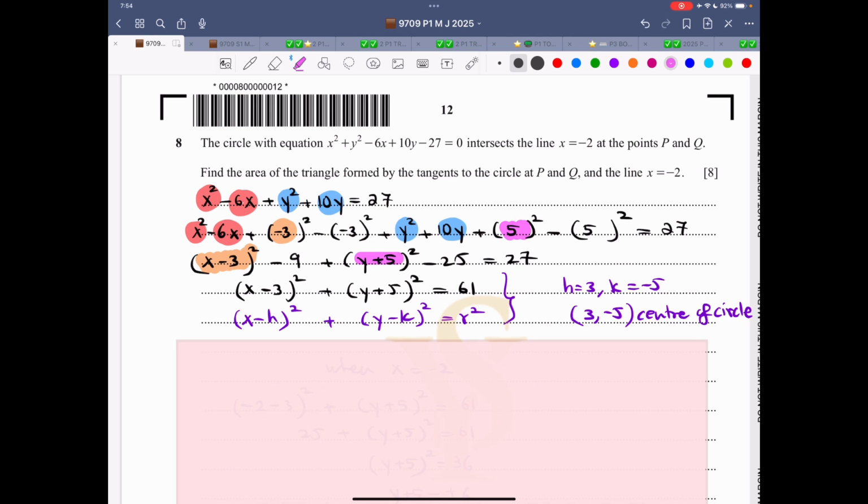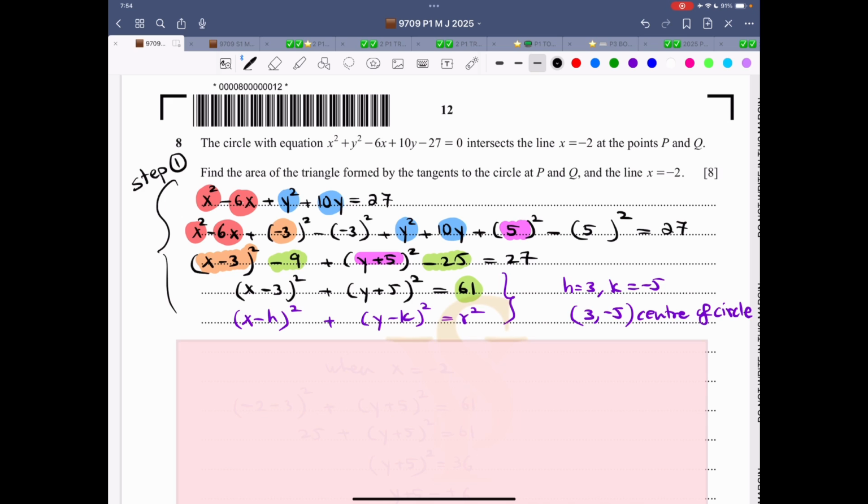And now what do we do with the rest? What do we do with this -9? We take it to the other side. What do we do with this -25? We take it to the other side and we get this constant. Now over here, when we compare it with (x - h) whole square plus (y - k) whole square is r square, we are not interested in the radius at this point. So the center of the circle is this. That is step number 1. Let me write it in black color.